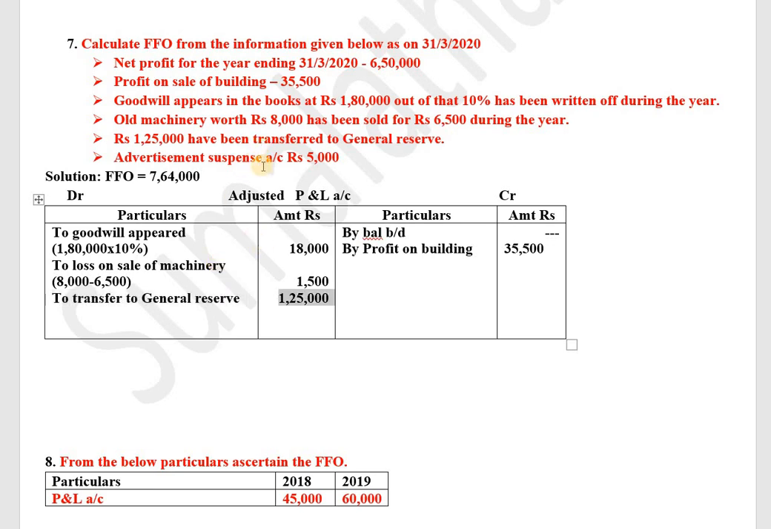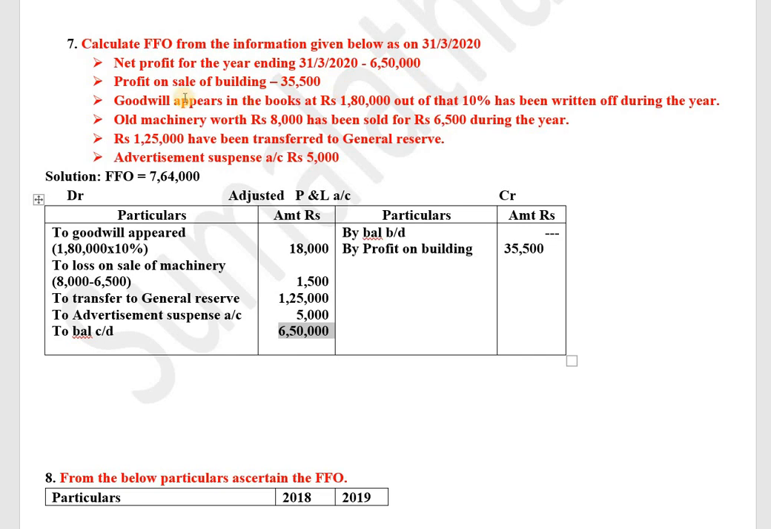1,25,000. And next, advertisement suspense account, how much? 5,000. Any other information left out? I think profit we have recorded. Yeah, profit we have to take now. To balance carried down 6,50,000. That is recorded. Profit on sale of building recorded. Goodwill is also recorded. Old machinery transfer. Every information is been recorded.